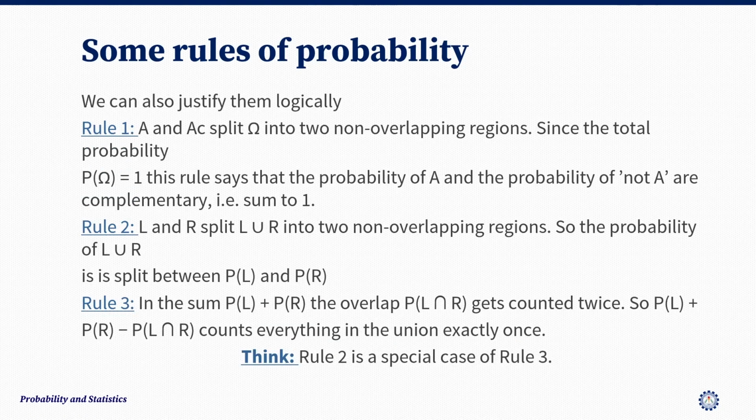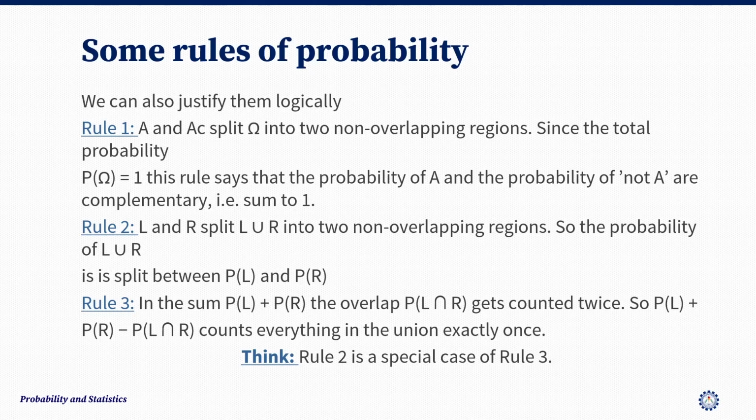So we can also justify them logically. For rule number 1, A and A complement split the sample space into two non-overlapping regions. Since the total probability of the sample space is 1, this rule says that the probability of A and the probability of not A are complementary. For example, they sum to 1. Okay, for rule number 2, L and R split L union R into two non-overlapping regions. So the probability of L union R is split between the probability of L and the probability of R.